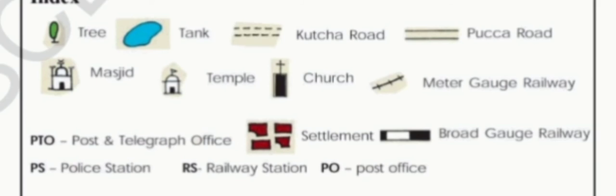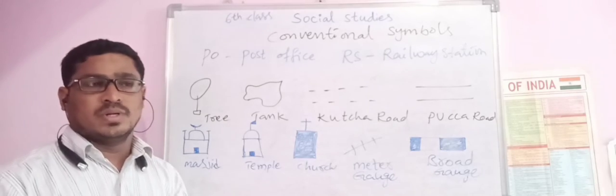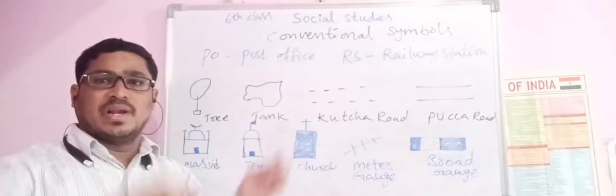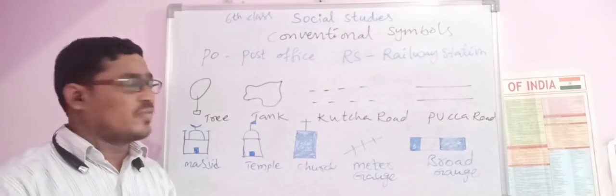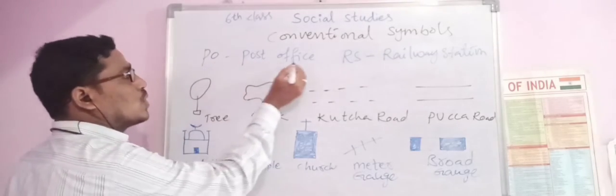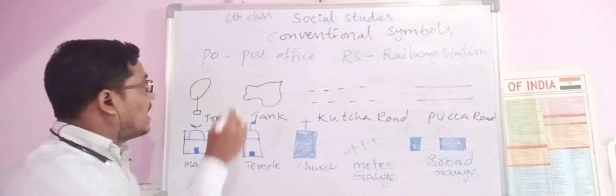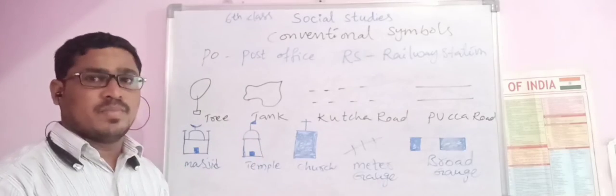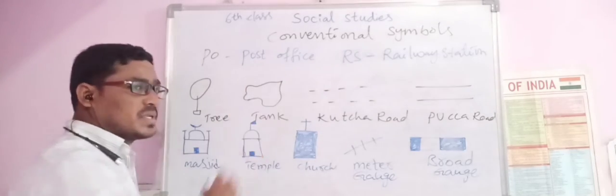These common symbols are known as conventional symbols. Now we can see the conventional symbols here. We cannot show a real post office building. Instead of that, we use PO for post office. If you write PO on the map, that is post office.